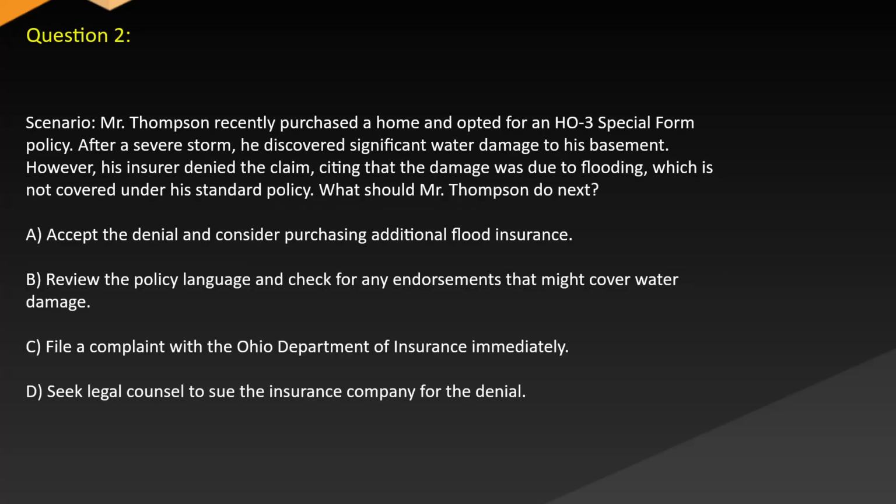Question 2. Scenario. Mr. Thompson recently purchased a home and opted for an HO3 special form policy. After a severe storm, he discovered significant water damage to his basement. However, his insurer denied the claim, citing that the damage was due to flooding, which is not covered under his standard policy. What should Mr. Thompson do next? A. Accept the denial and consider purchasing additional flood insurance. B. Review the policy language and check for any endorsements that might cover water damage. C. File the complaint with the Ohio Department of Insurance immediately. D. Seek legal counsel to sue the insurance company for the denial.